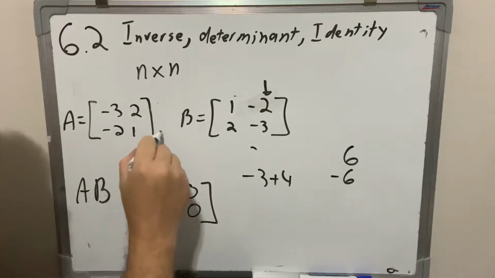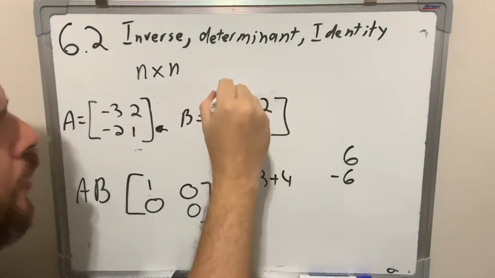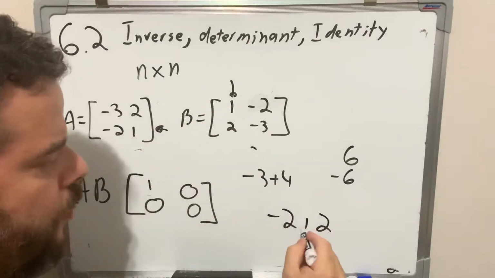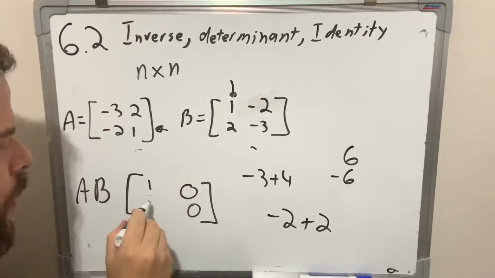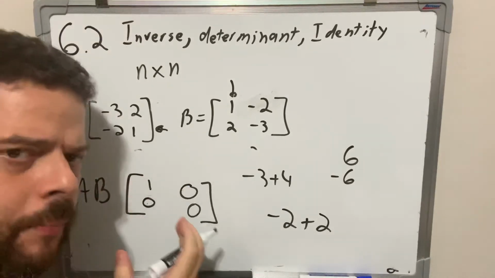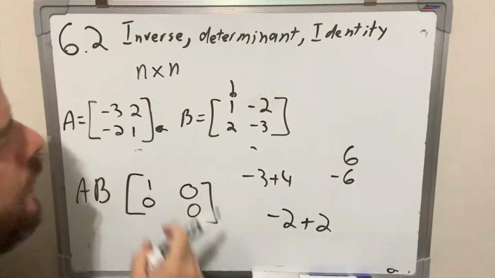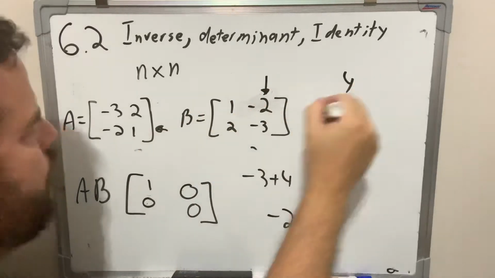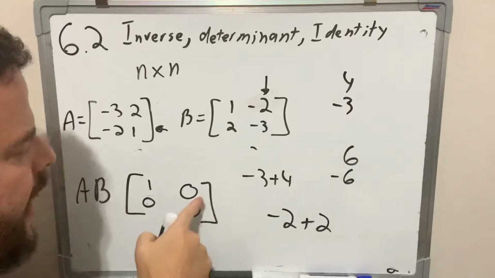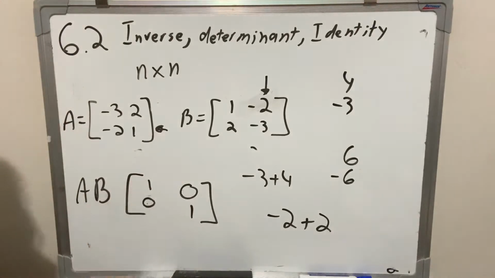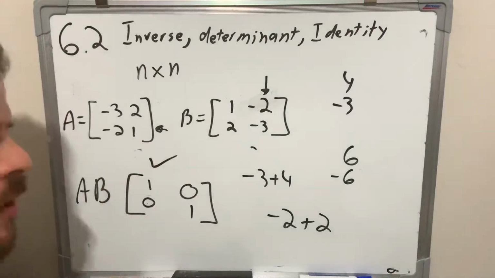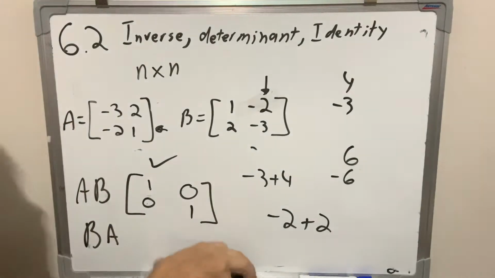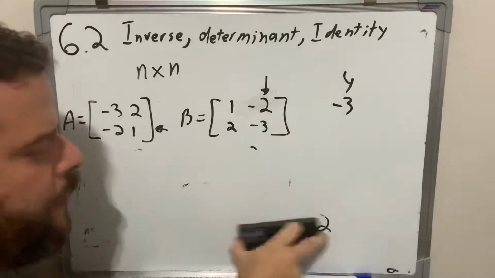Now I'm done with this row. I'm going to use the second row and also the first column. -2 times 1 is -2. 1 times 2 is 2. When I add these two, I get 0. Remember, those are just circles representing they're placeholders. I'm just rewriting it so you can see it. And now I'm going to use the second row and the second column. -2 times -2 is 4. 1 times -3 is -3. When I add them, I get 1. So again, I got the identity matrix. So AB is good. Now I also have to do BA. It's not good enough to just do AB. So AB is good. Let's try BA now.